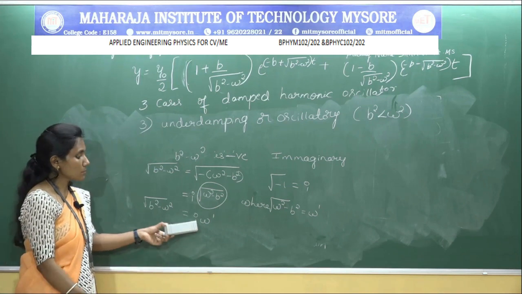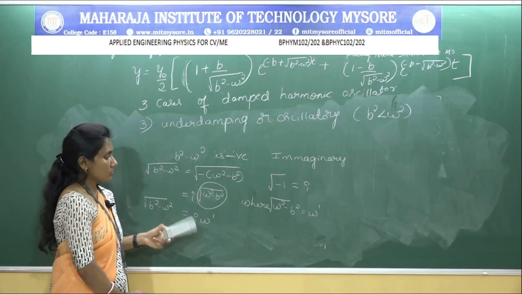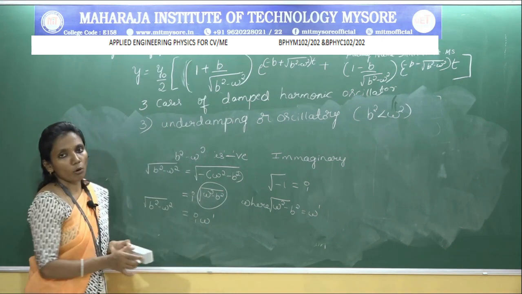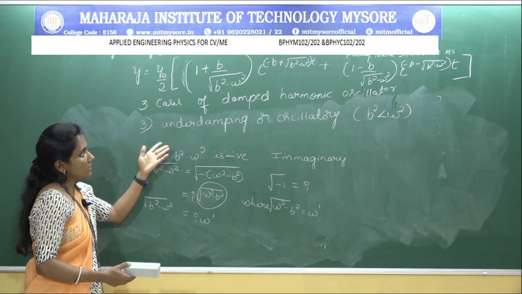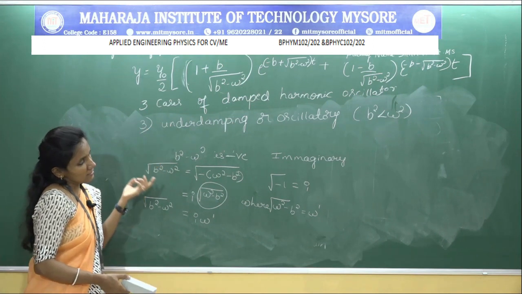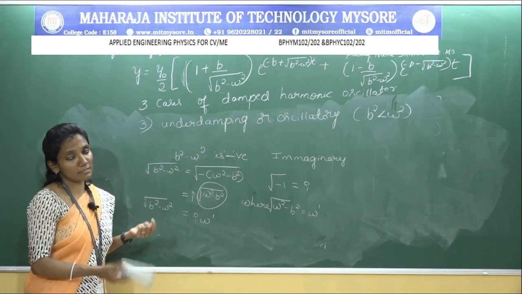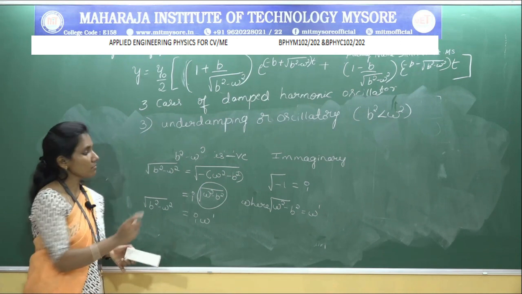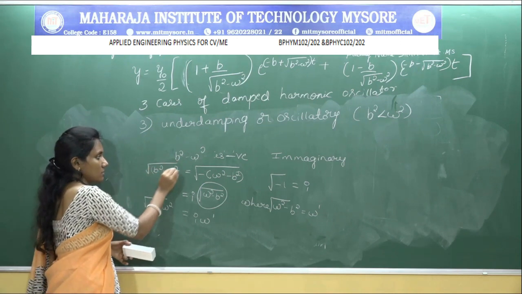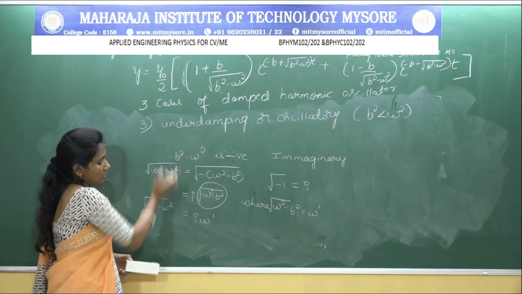Then we have to substitute this i omega prime value in the above equation. Then we will get a proper solution for this. Because if we solve as it is, when b square is less than omega square, then we will get the value in terms of negative, so that will become an imaginary quantity. That is why we are making some rearrangement of this equation, making the first term positive.